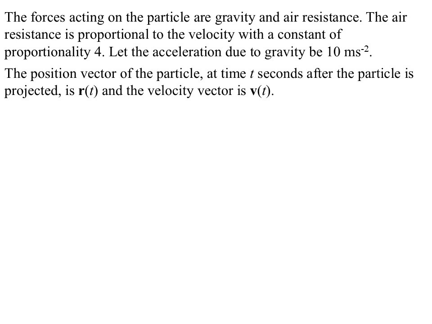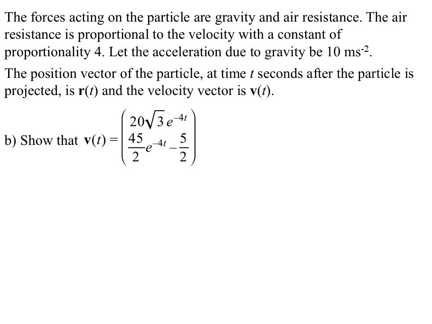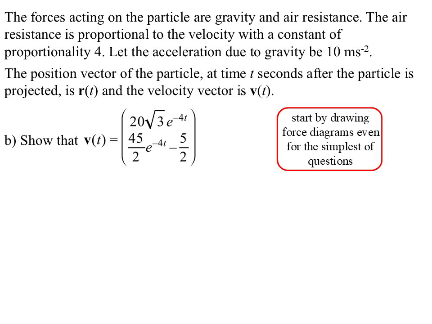The position vector of the particle at time t seconds is r(t), and velocity v(t). Okay, just standard notation there. Show that the velocity vector is that expression there. Start by drawing force diagrams, is what I'm saying. Even for what might look like the simplest question, this one deserves a force diagram just to make sure we get this. So when I'm playing with projectile motion and vectors, if I'm differentiating down, I'll leave it in vector form, because that's nice and easy. But when I'm integrating up, I will always break it into 2 components because it can get real messy trying to keep that all inside one vector.